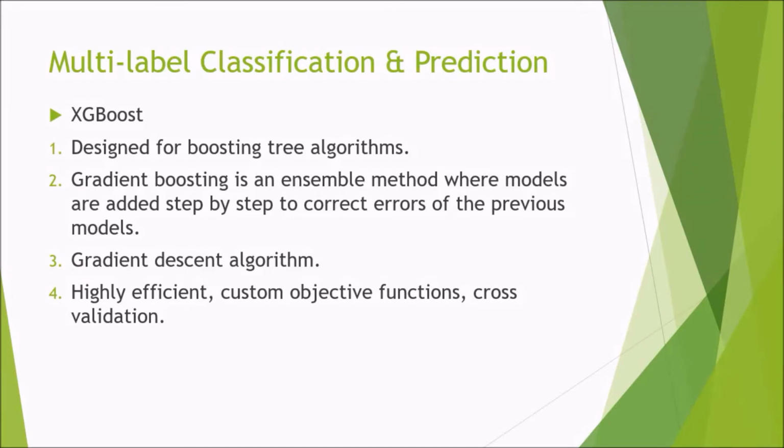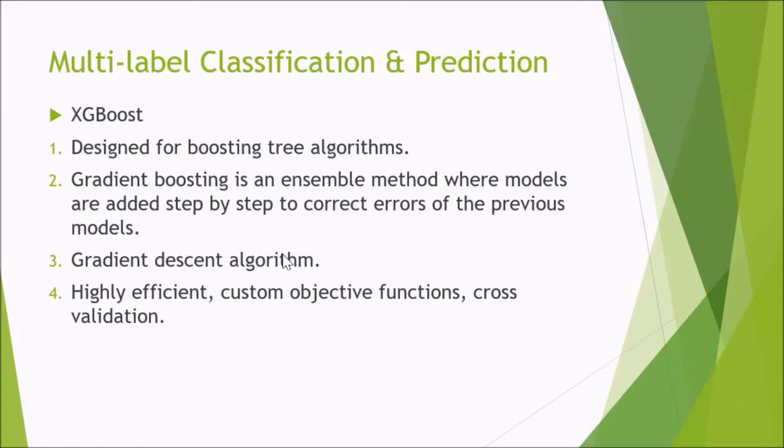Now let's move on to the next phase, which is multi-label classification and prediction. We'll be using XGBoost library. Let's see what XGBoost library does. XGBoost library is designed for boosting tree algorithms. Gradient boosting tree algorithm was initially introduced by Friedman. Gradient boosting is an ensemble method where models are added step by step to correct errors of the previous model. It uses gradient descent algorithm while reducing the loss before adding new models. The new models are added until there is no further improvement in the efficiency.